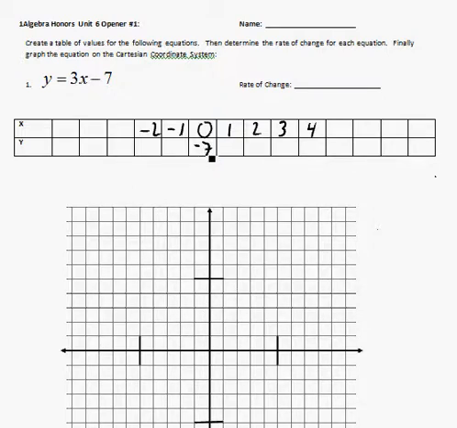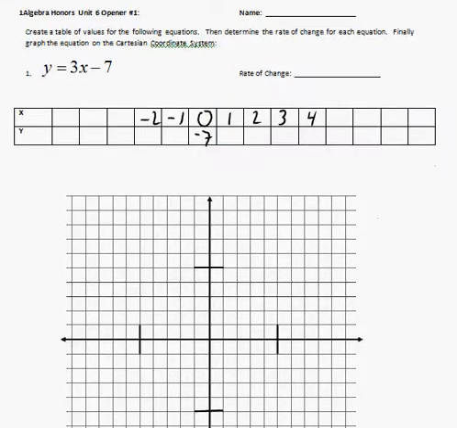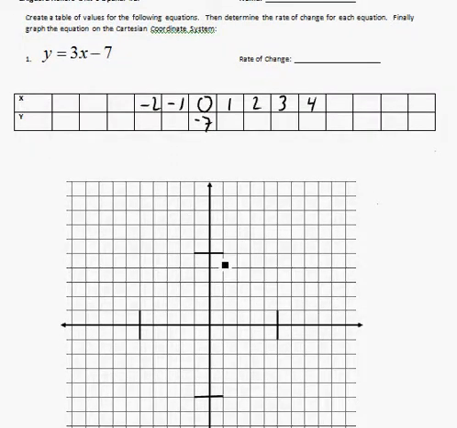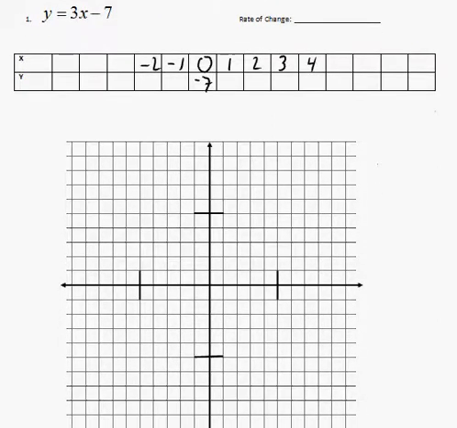So as we plug these values in, I'm going to go ahead and plot them on our grid. So 0, negative 7 would be this point here on the y-axis. Now, let's plug 1 in for x. 3 times 1 is 3, and 3 minus 7 is negative 4. 1, negative 4 is here.